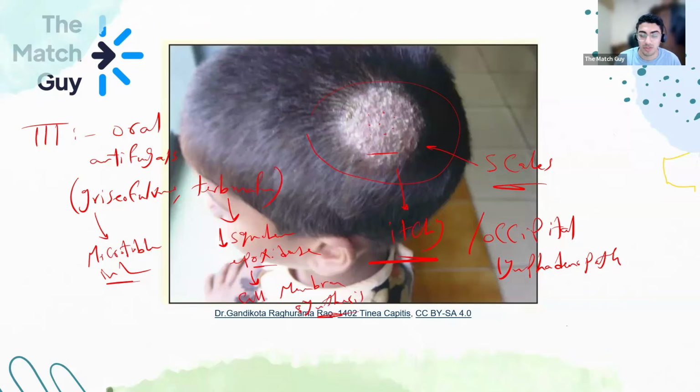Why I'm telling you that, guys, is because he might give you a presentation for tinea capitis, and then he will tell you that we started an oral medication for this patient. This oral medication works via which of the following mechanisms? And the answer would be microtubule inhibition or squalene epoxidase inhibition. Okay, is that clear?